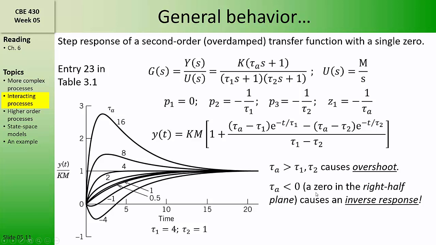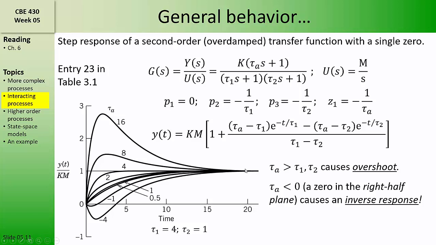And when tau A is less than 0, we have a 0 in the right half of the complex plane, which gives rise to an inverse response, where the initial response to the step input goes in the opposite direction of the final steady state before decaying to the final steady state. Notice that because we're not changing tau 1 and tau 2, all of these have the same kinetics of the response to the final steady state.